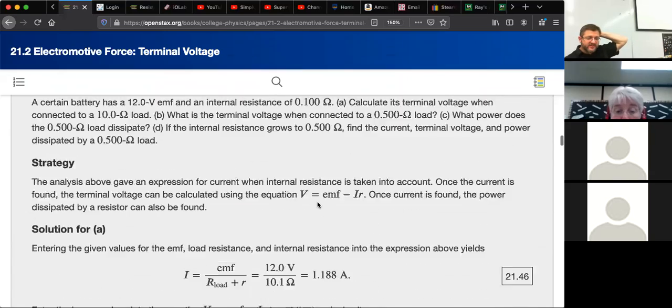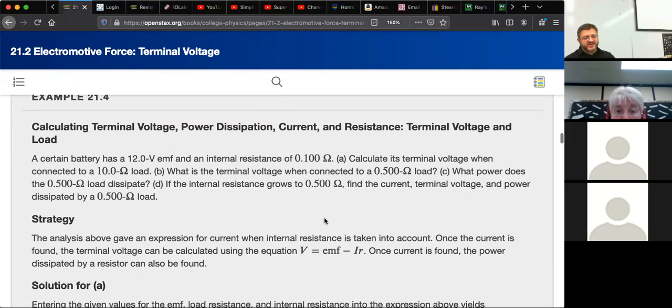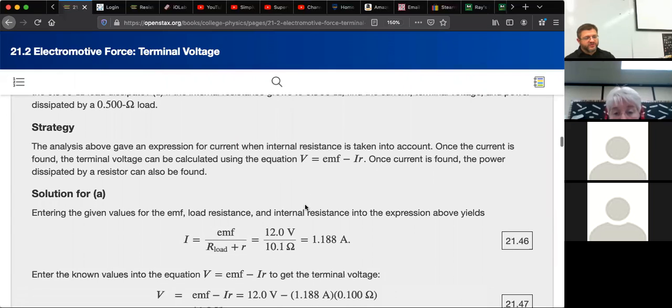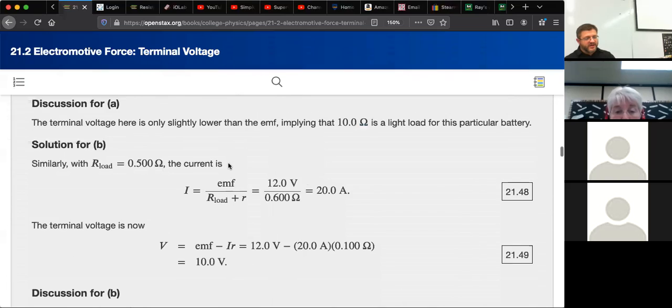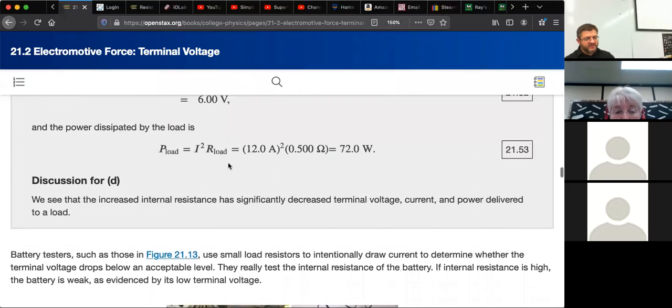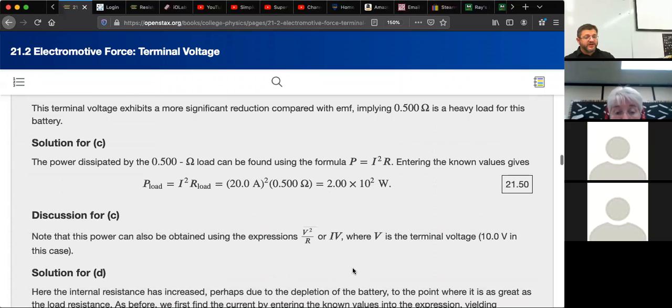In part D, they're calculating what happens if the internal resistance grows to 0.5 ohms. We're changing the internal resistance, and we find the current, terminal voltage, and power. With a bigger internal resistance, for the resistive load of 0.5 ohms, you get 12 amps of current and your voltage drops down to 6 volts. Then you're only dissipating 72 watts. Up here, you were using 200 watts. That's a fair amount of energy every second.